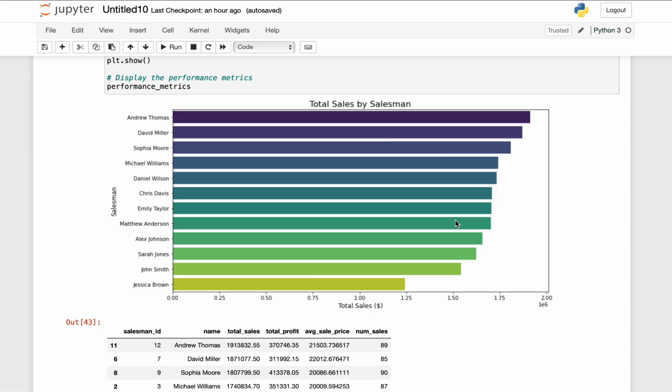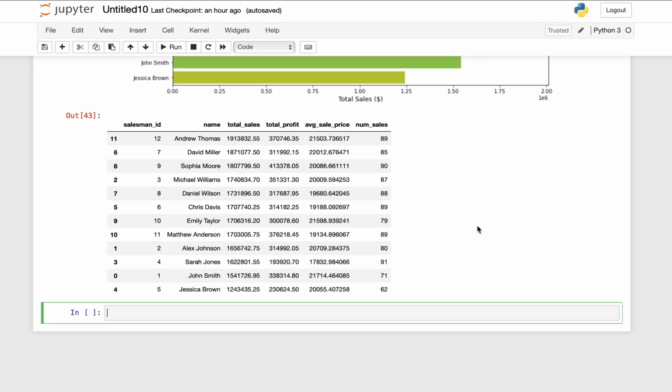Now, potential next steps that we could do in our analysis is we could analyze the relationship between sales volume, sales price, profit to identify any patterns. We could evaluate if certain salesmen perform better during specific times of the year, seasonality analysis, and we could also look at the customer demographics to see if specific salesmen have stronger relationships with certain customer groups. So let's go on to our second analysis that we're going to conduct.